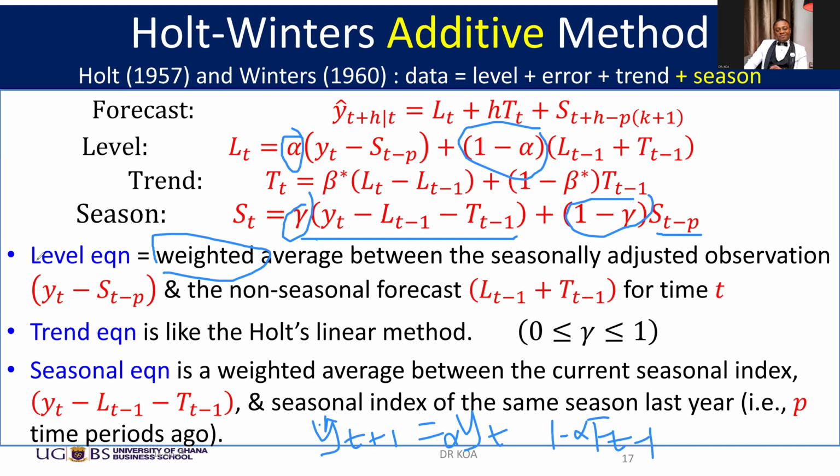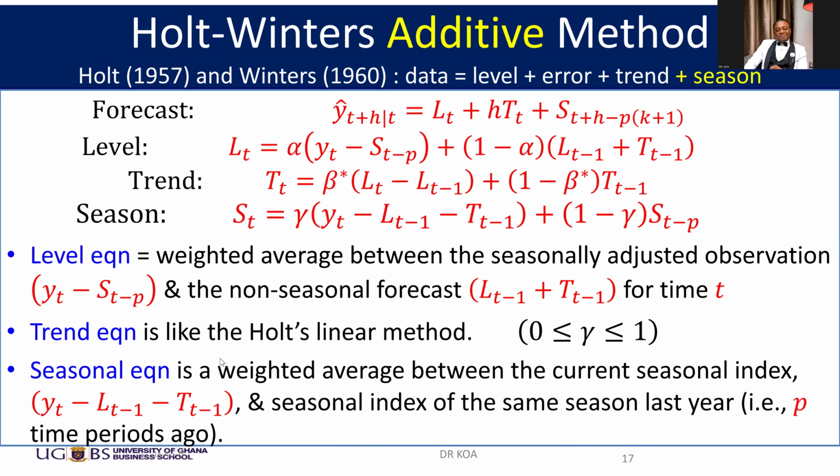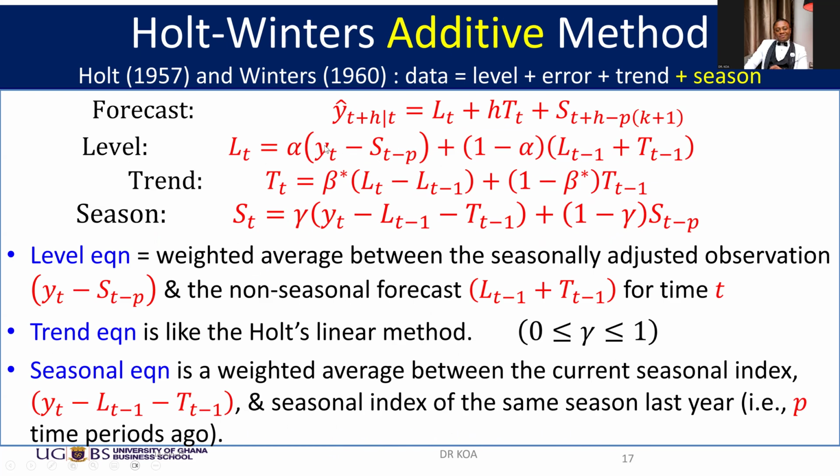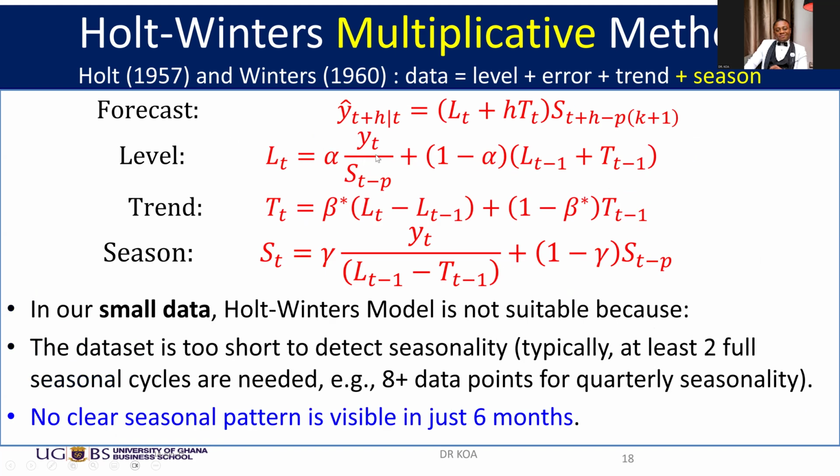Anyway, take your time and try to understand at a later time. Now, we have this information. That was additive. This is multiplicative. The only difference between the additive and the multiplicative is that the additive does minuses. So check there: YT minus the season, the seasonally adjusted observation, YT minus ST minus p. But when you go to the multiplicative, it's not minus, it's divided.